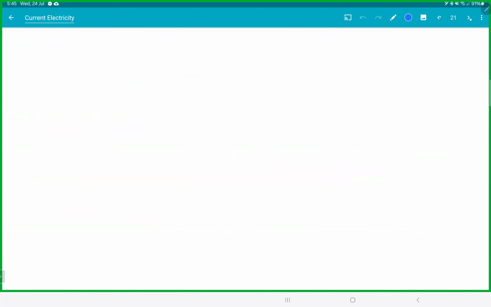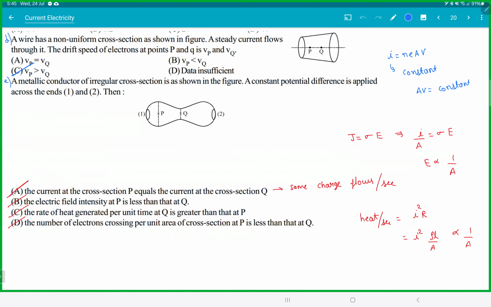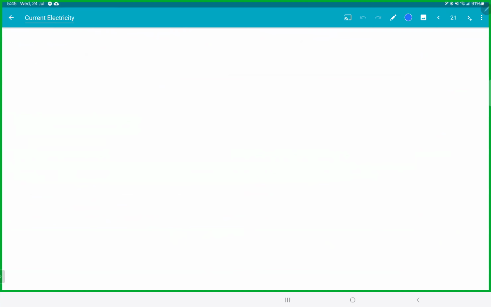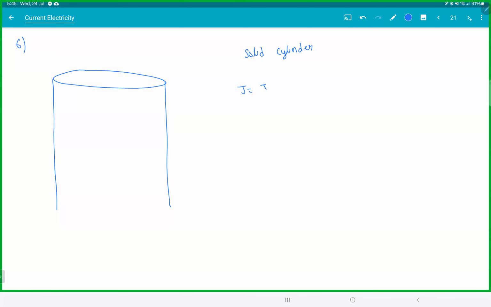Next thing. So these are some questions, not tough, but good theoretical questions based on whatever things we read. So we have a solid cylinder. The current density J is J naught into 1 minus small r by capital R. It's an easy one, where r varies between capital R to 0. r is the distance from the axis. Find the current in the cylinder. J is the current density.